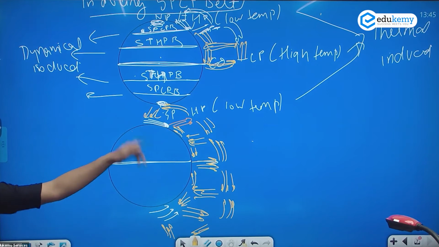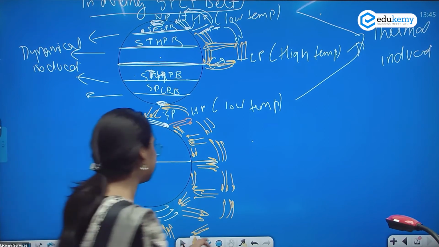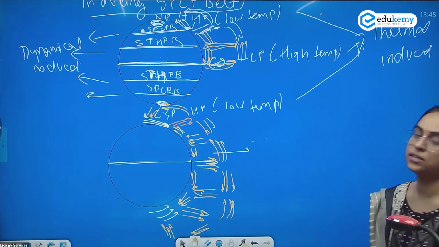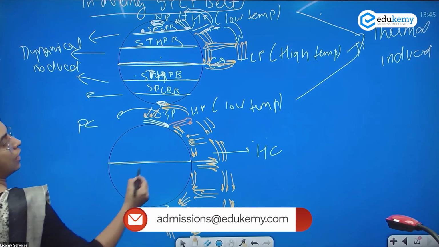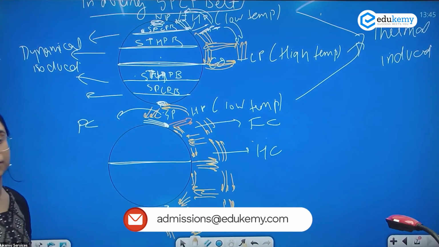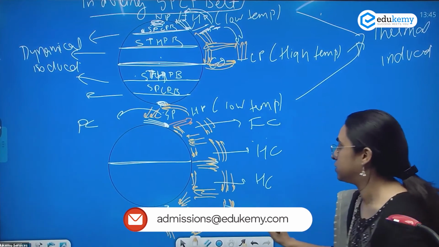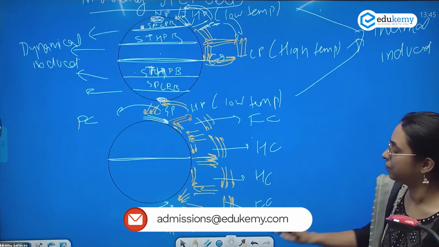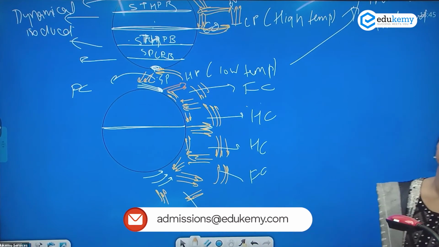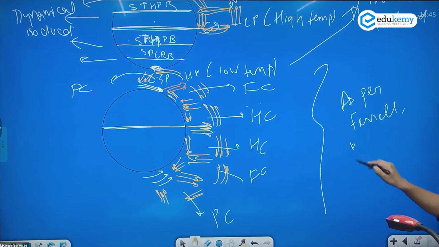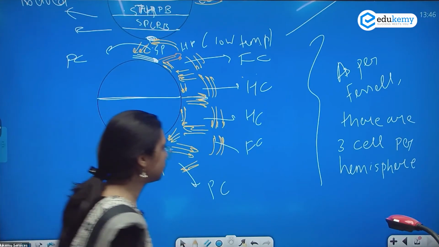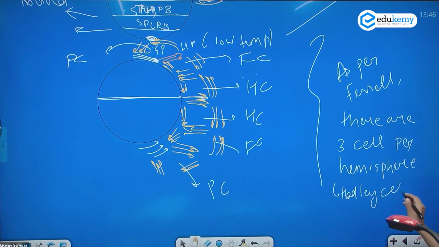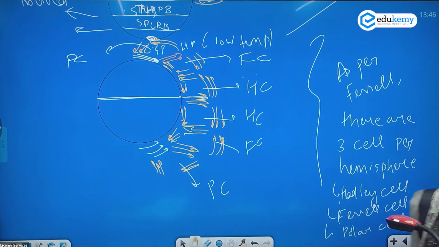Can you see three cells per hemisphere? Ye hai, this is called the Hadley cell. This is called the polar cell. And this is called the Ferrell cell. As per Ferrell, there are three cells per hemisphere: the Hadley cell, the Ferrell cell, and the polar cell.